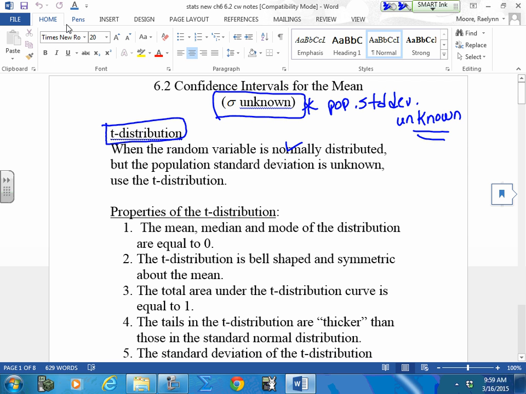A t distribution gives us the same interval as a z, but slightly wider. Because if you didn't know enough about your population, you need to have a little bit more wiggle room in your confidence area. So it turns out that this confidence interval will be slightly wider than your z-score one. Okay.